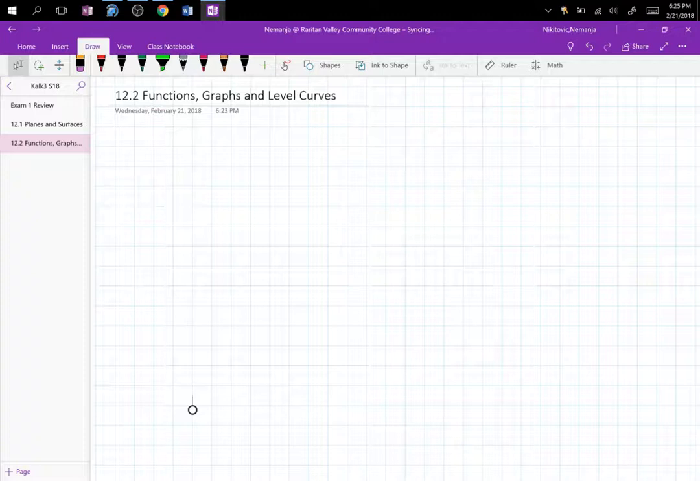Hello and welcome back to Calculus 3, section 12.2. We are talking about functions of multiple variables, and we are going to talk about the graphs, the domain, and level curves. So plenty of topics in this section.